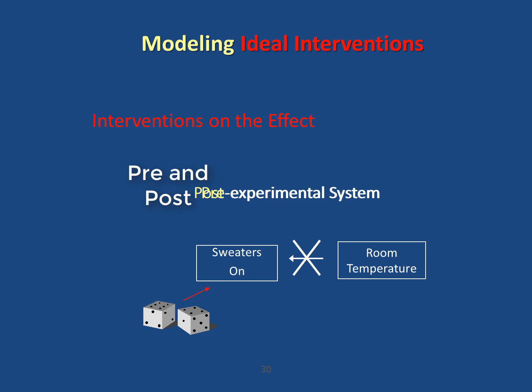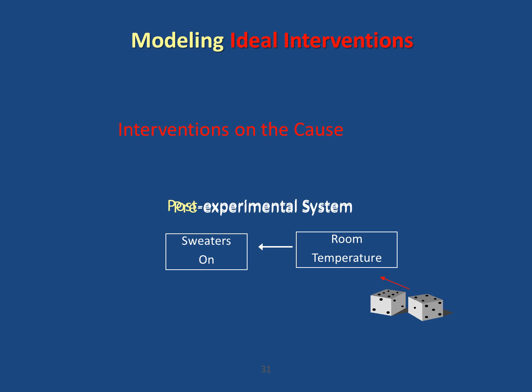Now, if I consider the same system, but now I intervene on the cause, right? So I flip a coin, and if it comes up heads, I make this room 85 degrees, and if it comes up tails, I make the room 45 degrees, right? Which I can represent by a pair of dice and then an arrow into room temperature. I'm going to change the value of room temperature, but I'm not going to change the relationship between room temperature and sweaters on.